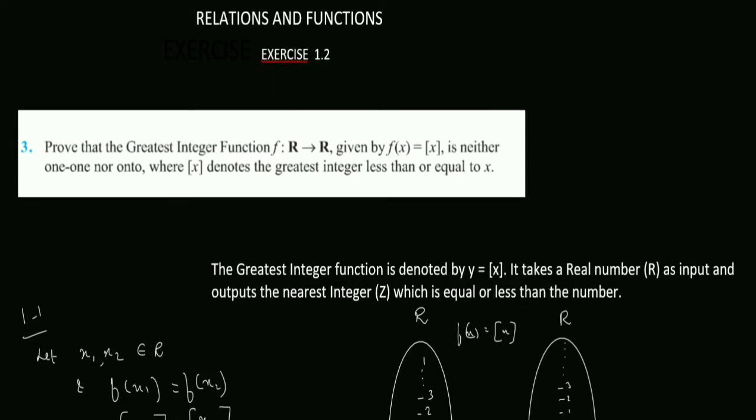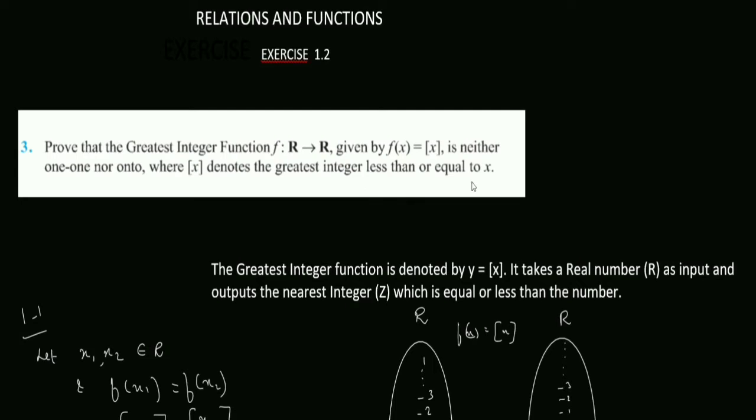Hello students, today we'll do exercise 1.2 from the chapter Relations and Functions. Question number 3. Prove that the greatest integer function f from R to R is neither one-to-one nor onto.